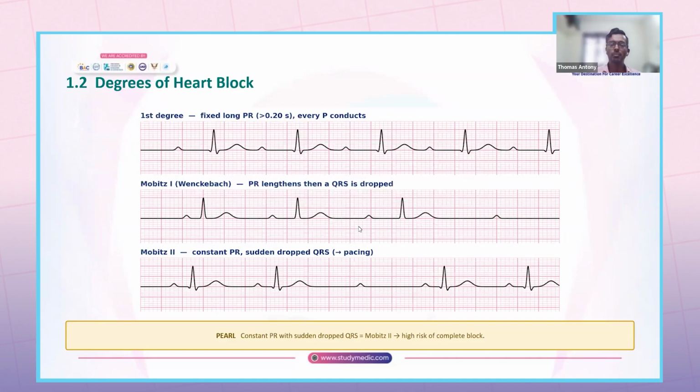So these are the degrees of heart block. In first degree heart block, there is a fixed PR interval, so nothing needs to be done. In Mobitz type 1, you have a progressively increasing PR length and then suddenly a QRS is dropped. Usually this is benign. In type 2, you have a fixed constant PR interval and suddenly a drop in QRS. So this requires pacing.